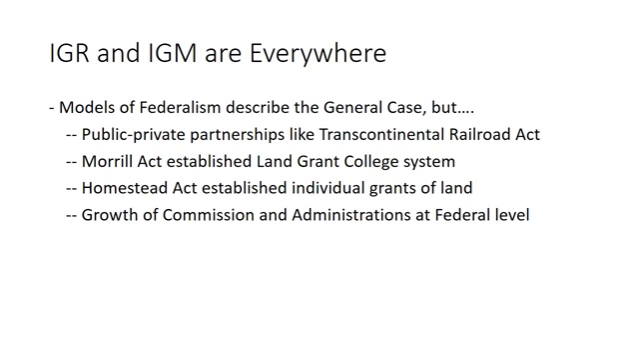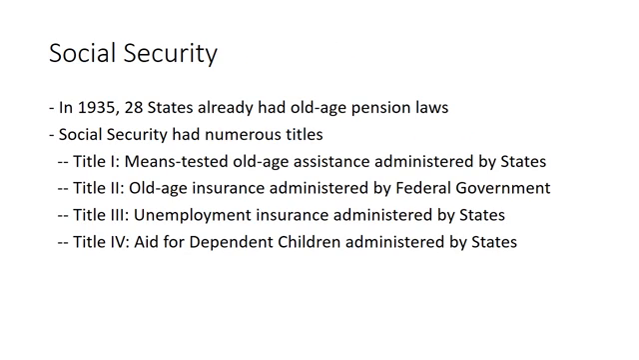So what we see is the beginnings of intergovernmental relations from this idea that there's this dual sovereignty. And now we can see IGM and IGR virtually in everything we do in government. Social Security is a great example of intergovernmental relations through a law.